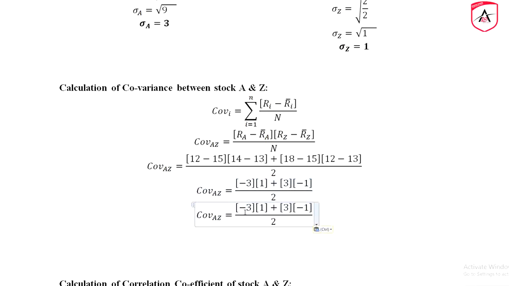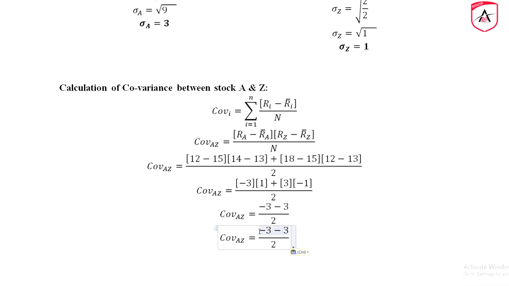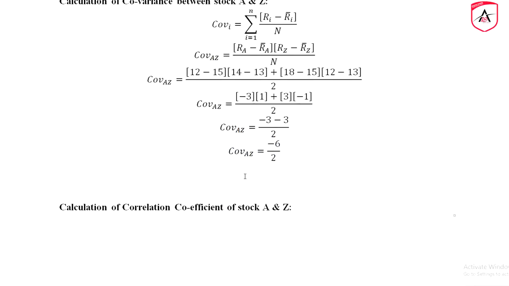Minus into minus is plus, minus 3 into plus 1 is minus 3, and 3 into minus 1 is going to be minus 3. Now we have to simplify this again. Minus into minus is plus, so it is going to be minus 6. Minus 6 divided by 2 is minus 3. Covariance of security A and Z is going to be minus 3.